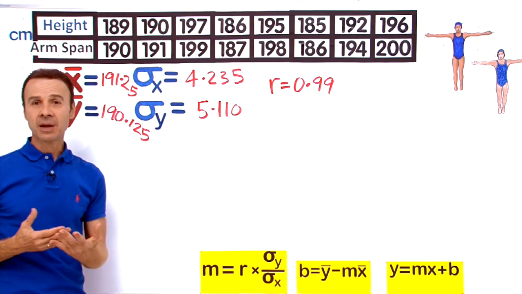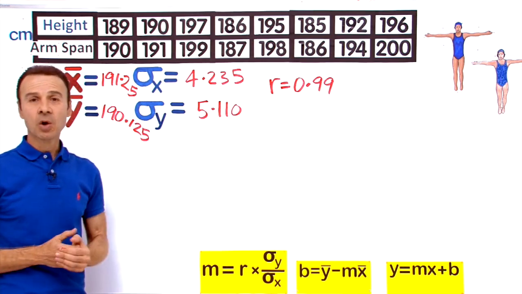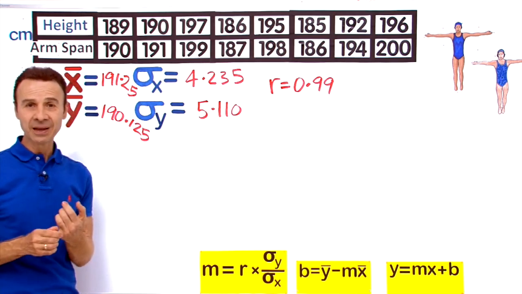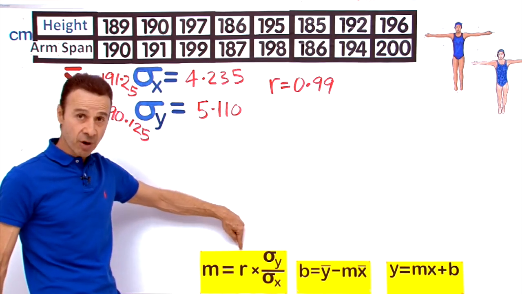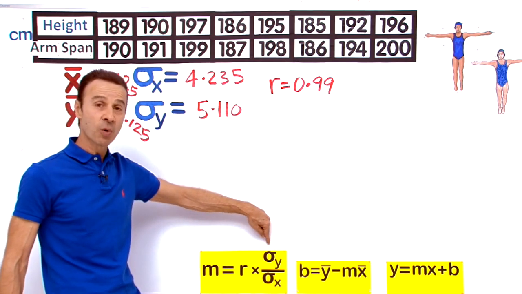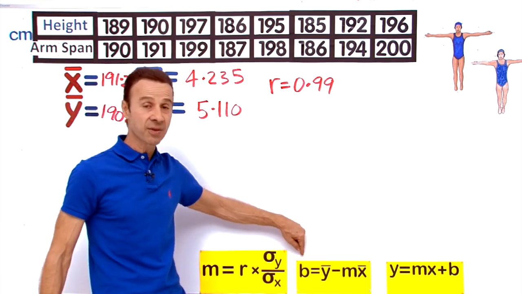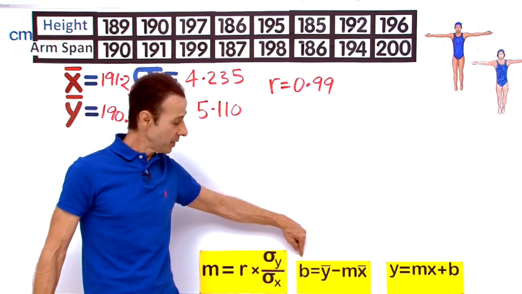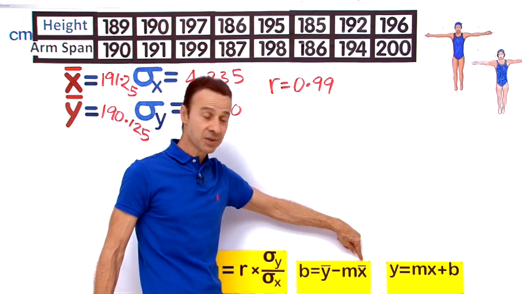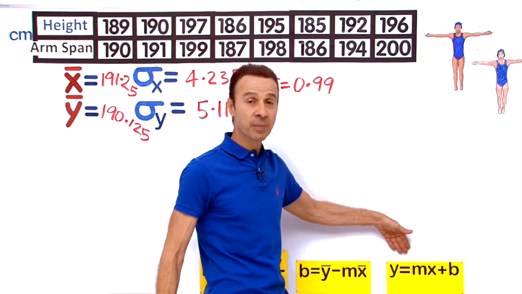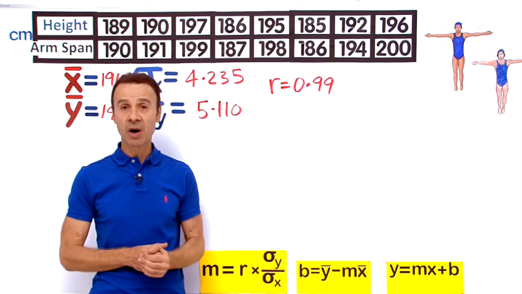So in order for us to get that equation for the least squares regression line of best fit, all we need to do is follow 3 steps. The first step is we're going to find the gradient, and that's this formula here. The slope equals r, the correlation coefficient, times the standard deviation of the y-scores divided by the standard deviation of the x-scores. And then step number 2, we're going to work out the y-intercept b. b equals the mean of the y's minus the gradient times the mean of the x's. And finally, step number 3, we're going to put it into this formula, y equals mx plus b, to get the equation for the least squares line of best fit.